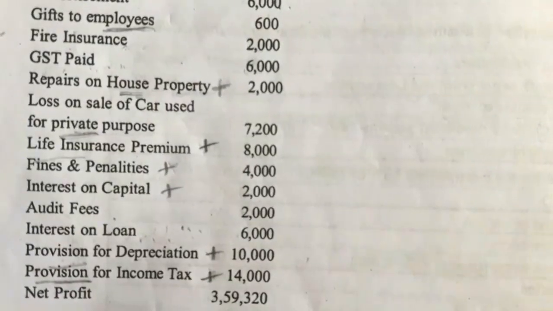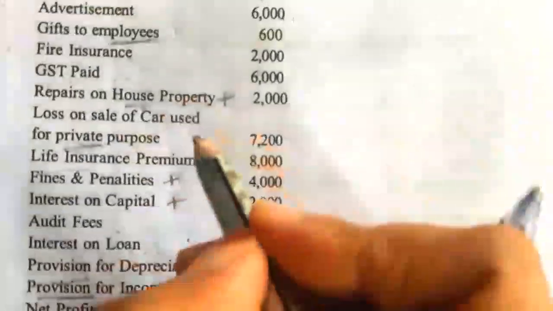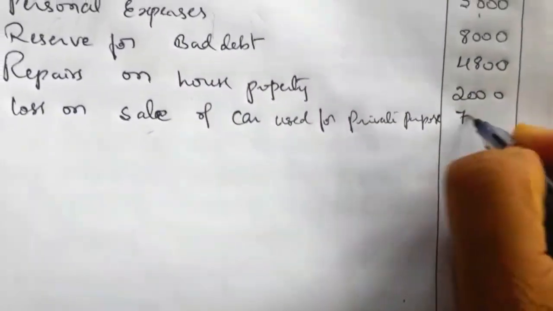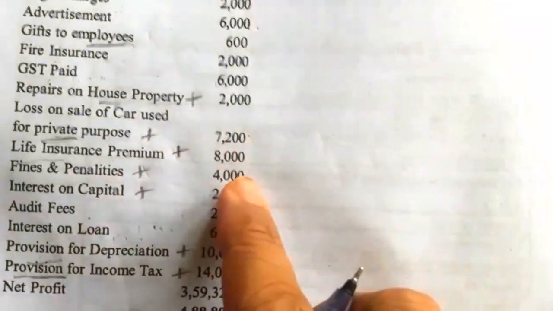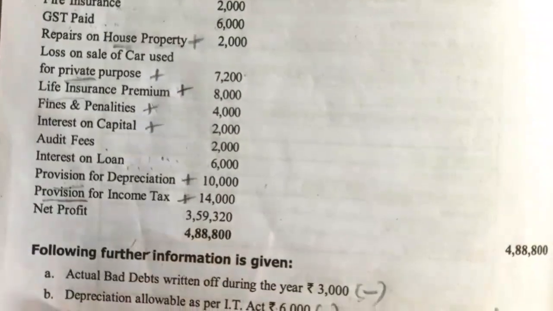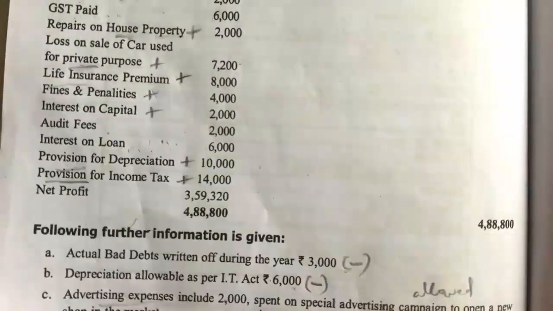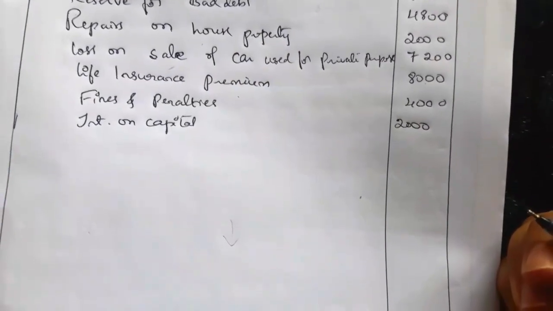Next, loss on sale of car used for private purposes is disallowed, so we have to add it. The amount is 7,200. Next one, life insurance premium 8,000. It is not relating to business, it is a personal expense, so it is disallowed. Next, fines and penalties are disallowed. Interest on capital is also disallowed. So write both: fines and penalties 4,000, interest on capital 2,000.